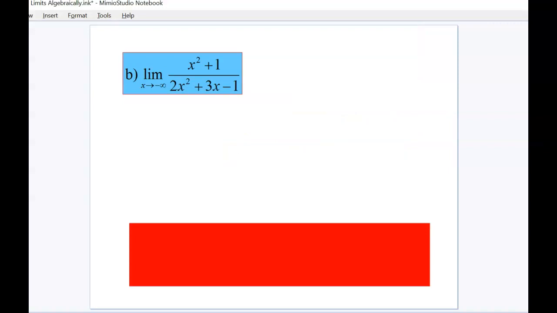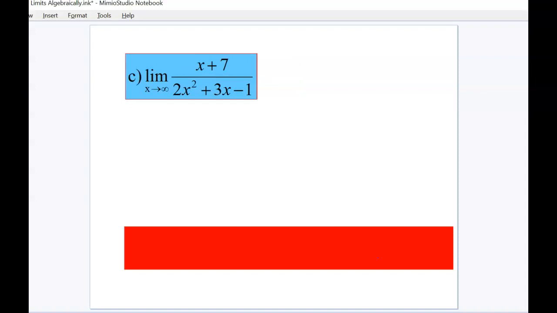Okay, so in dealing with this question here, now that we know the rule, I see the degrees are the same. My number in front here is 1. 1 divided by 2 down here is going to be 1/2, and I am done. And again, that means my horizontal asymptote as x goes to the left would be 1/2.